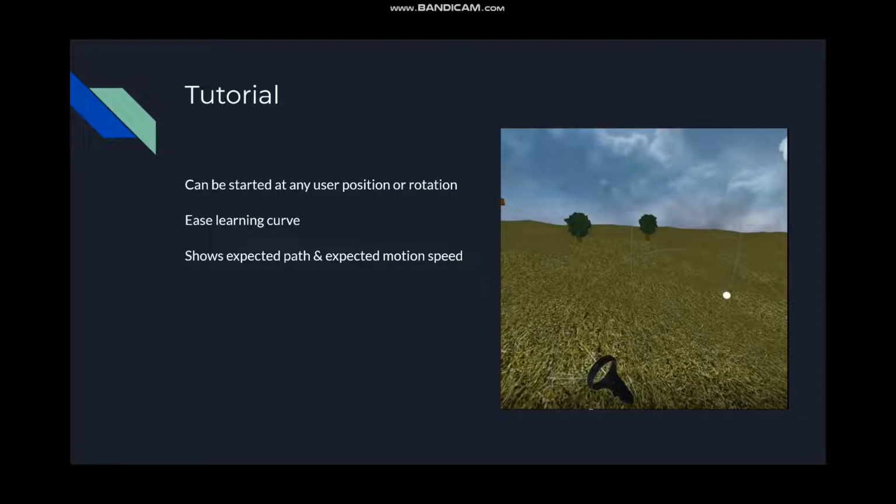And it does so by showing the expected path it takes with the gray line. It's kind of hard to see in the image, my bad. And also the orb that travels along the path depicts the expected motion speed of the controller.